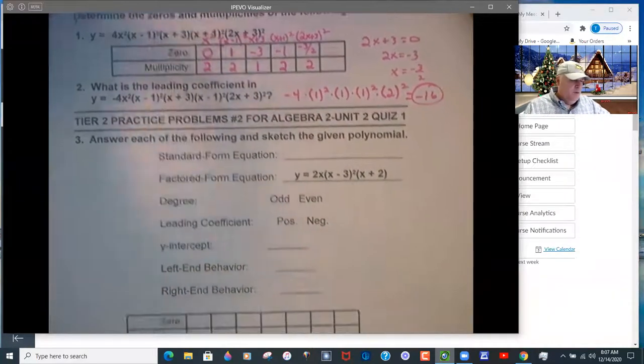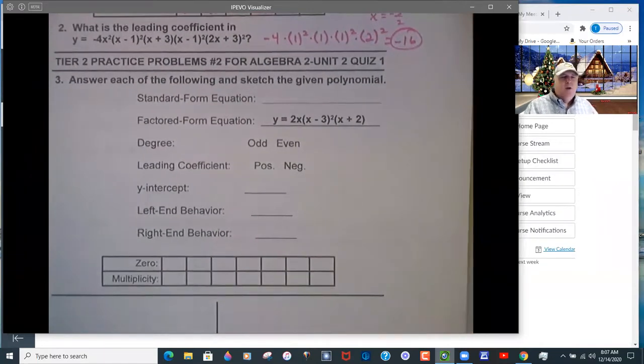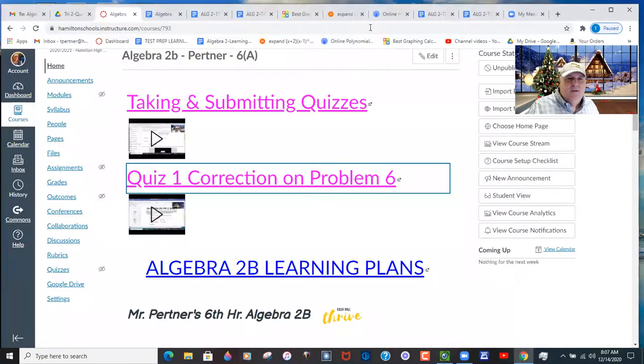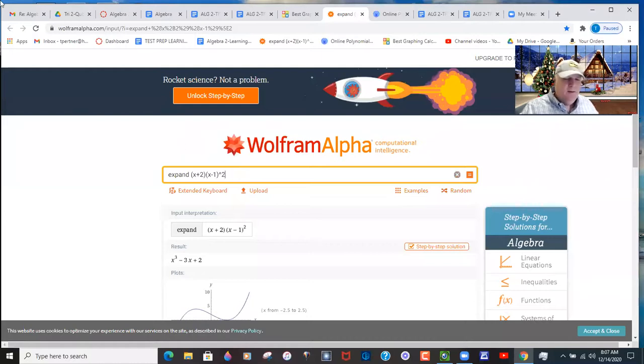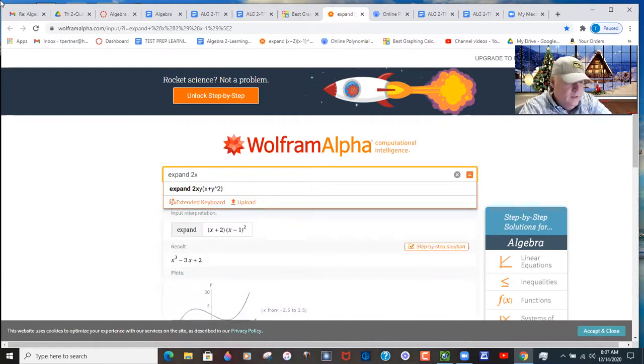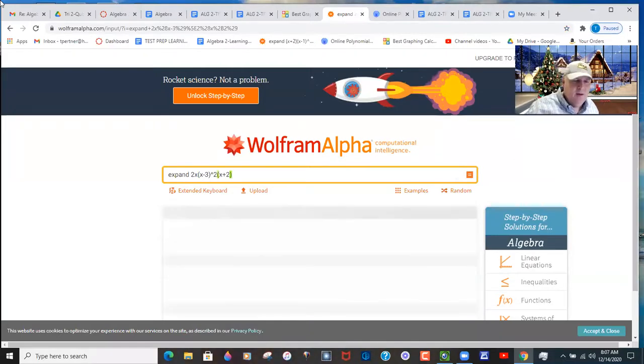All right, problem 3. So we're getting to the heart of the matter here. So standard form equation, and I'm actually going to go to Wolfram Alpha. I will let you use this because it's not part of the standards to expand things out. So I don't care if you just go do that. We've got enough to do as it is. So you can go do this. So we're doing squared and then times x plus 2. And this will expand it out.